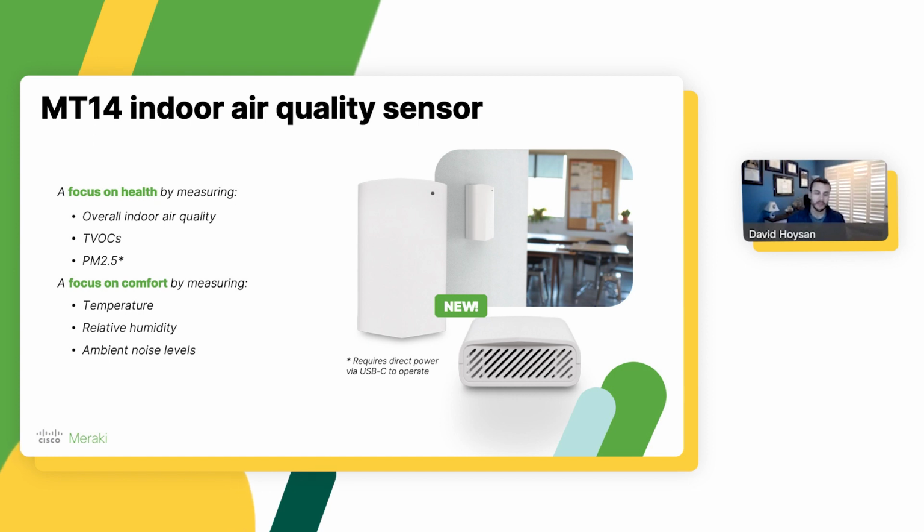So MT14 focuses on health by measuring the overall air quality of a space. TVOCs, which are your paint fumes, your cleaning products, and other chemicals that could be in the air. And then PM2.5, which is your things like pollen and dust and smoke and other forms of particulate matter that could be floating in the air.